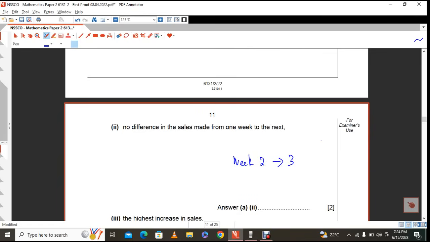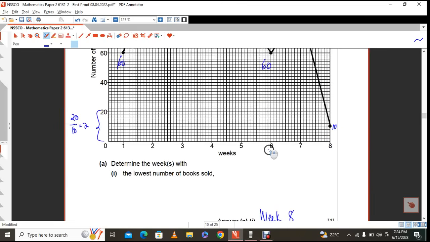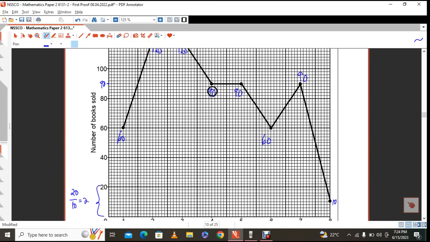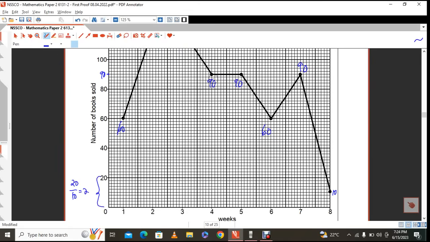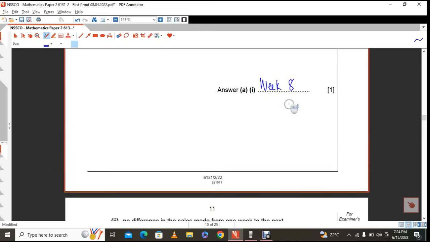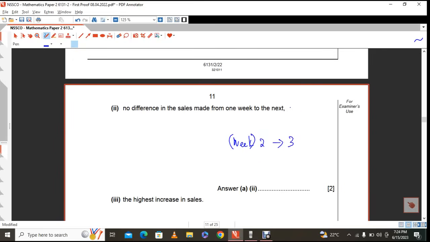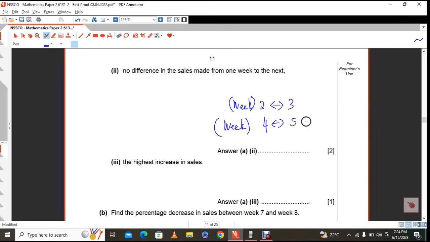Then, perhaps put that down in brackets, and another one, where it was also stagnant. Of course, here where you have only sold 90 books, that was from week 4 to week 5. Okay, so that's the other answer. The other answer would be week 4 and week 5. Okay, you can also do it like that. These are the answers.